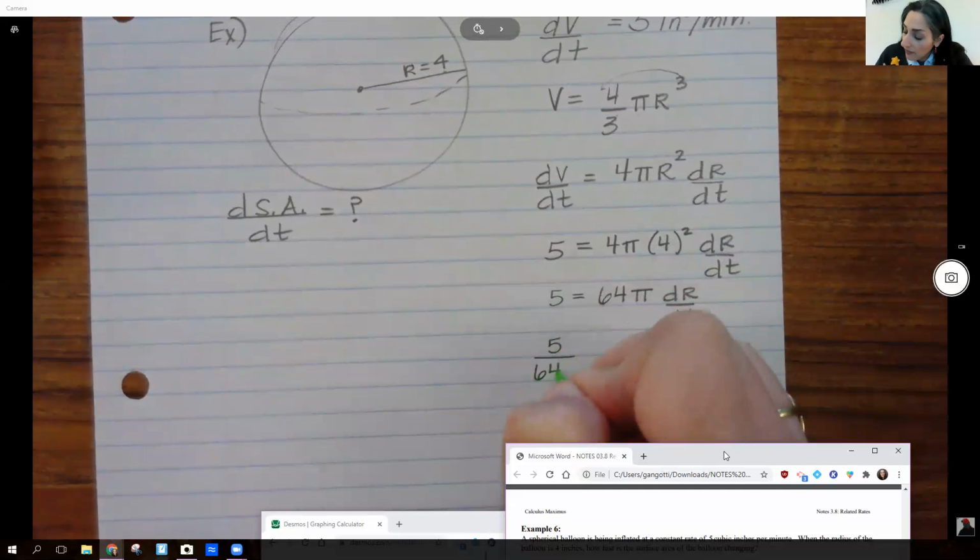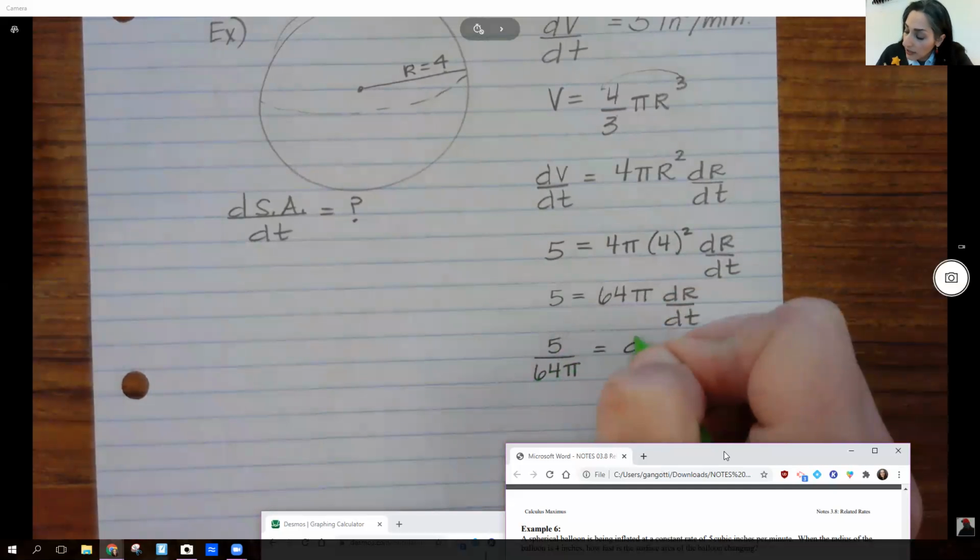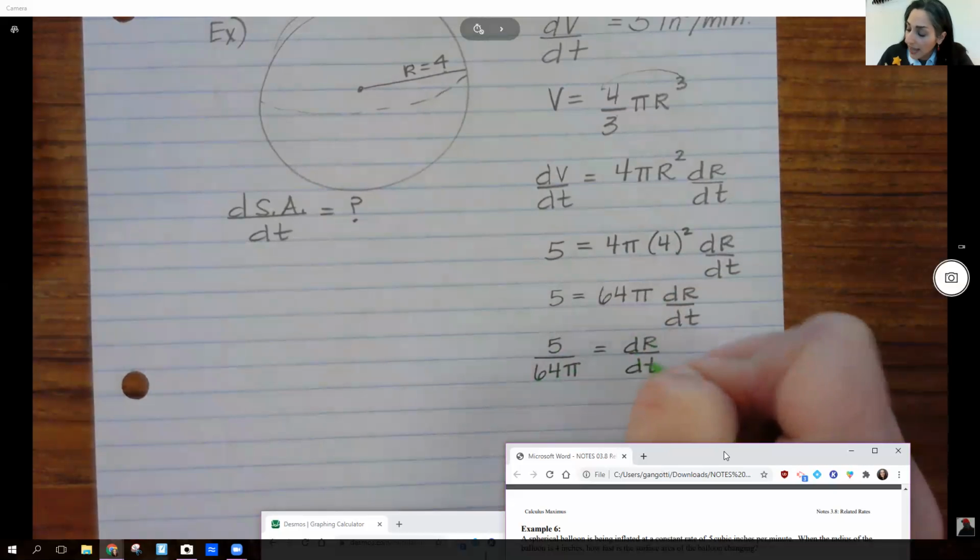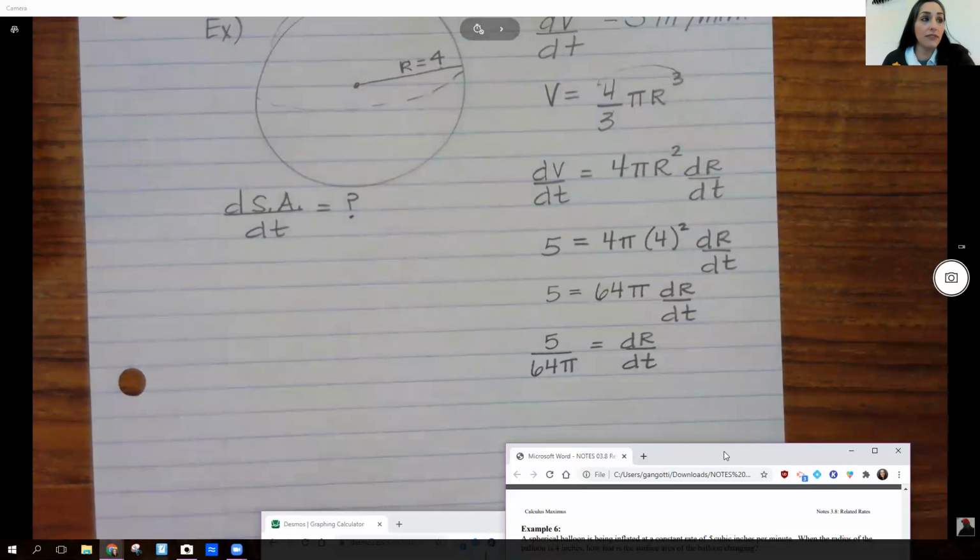So this is like 5 over 64 pi. I'm just going to leave it like that. That is the most exact answer that I can give. So no sense in changing that into a decimal. I want to stay as exact as possible for as long as possible.